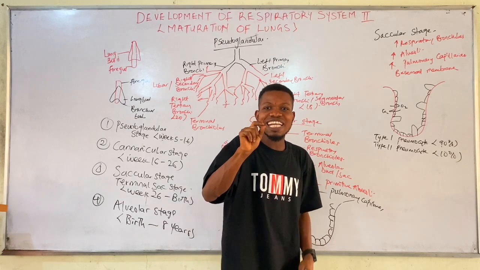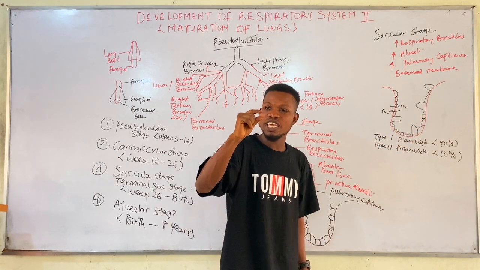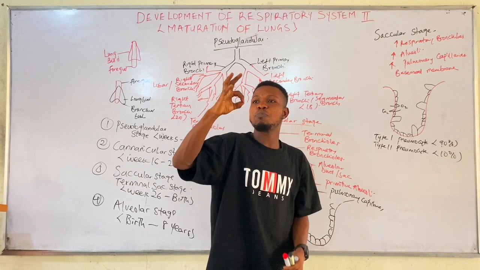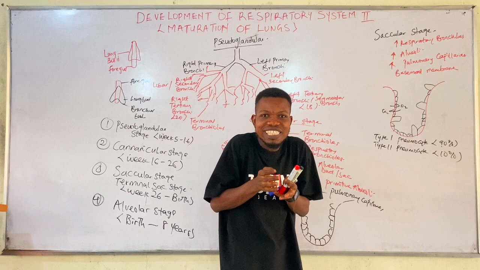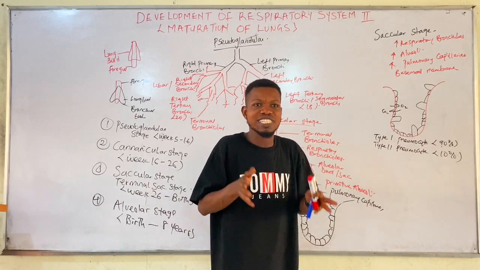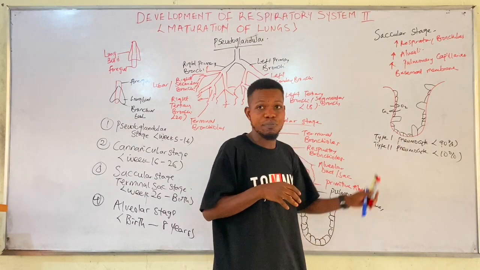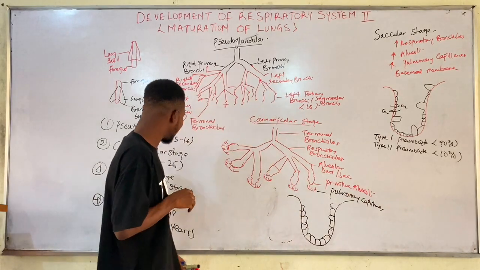The surfactant reduces the surface tension of the alveoli, so that during lung inflation, the alveoli can pop up and be filled with air. And during expiration, it prevents alveolar damage. That is the function of the surfactant. Do you get? So it reduces surface tension in the alveoli, preventing lung or alveolar damage. That's what you need to know about surfactant. Now the last stage is the what?